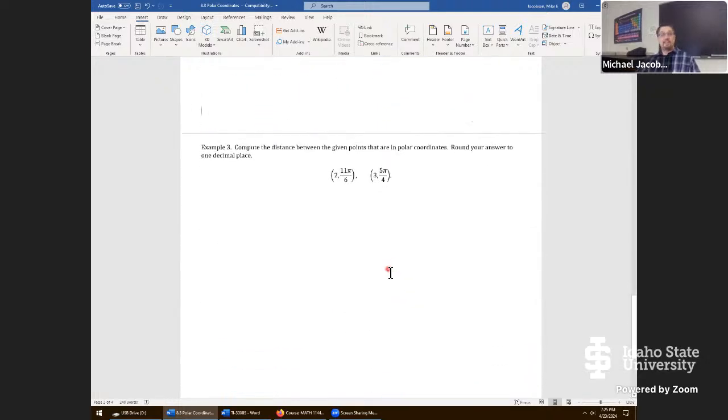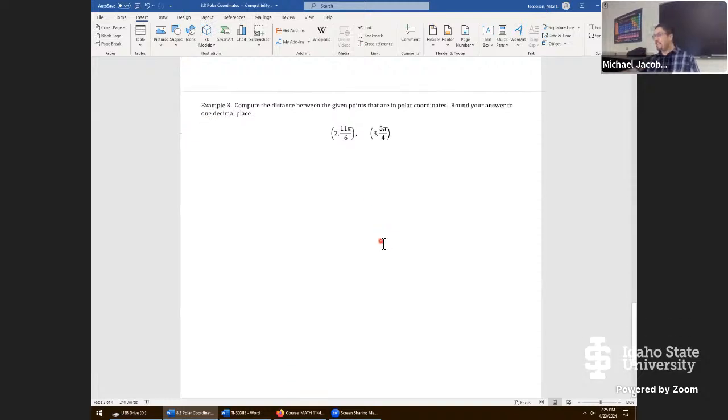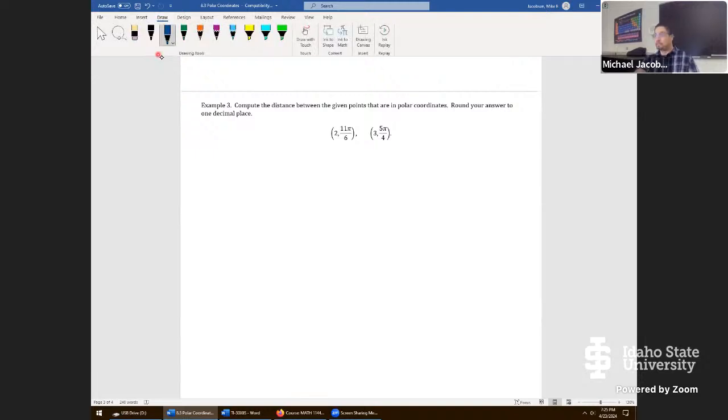Other questions about this so far? Okay, I would still say the polar coordinate method, just staying in polar coordinates, could be a little bit faster, but let's give it a try and make that determination after we complete the problem. My first step is just to plot them. So here's the polar axis. Starts with the pole, the origin here, goes to the right horizontally. Let's plot this point to start.